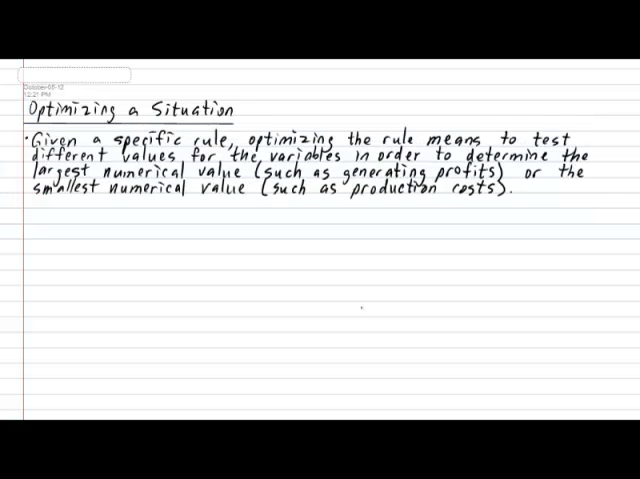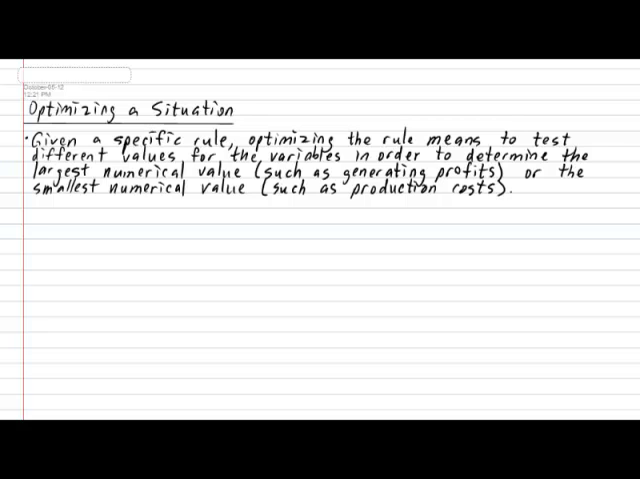Well, what kind of situations are we talking about? Well, the situations that you'll be handed down will involve a very specific rule or equation, and your job is to calculate the largest numerical value for that rule, in a case such as generating profits for a company, or your job might be to calculate the smallest numerical value, such as in the case where a company would like to reduce production costs. The big question in your mind might be, what kind of specific rule are we talking about? Well, the rule is different for every situation.